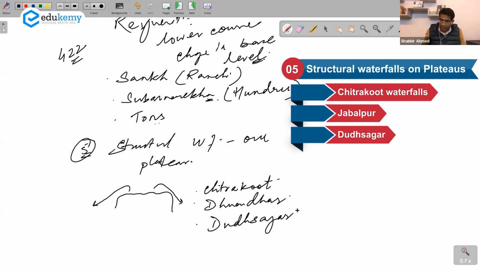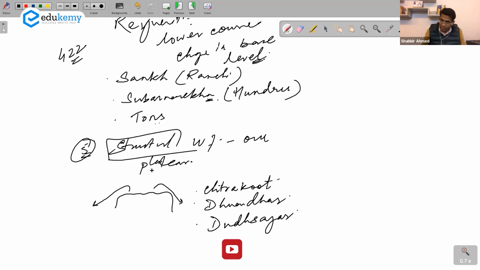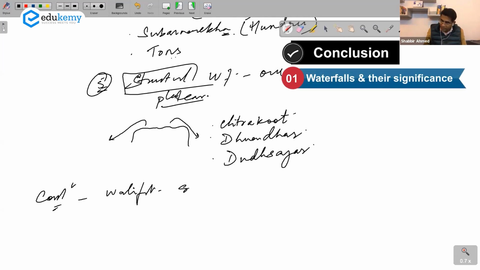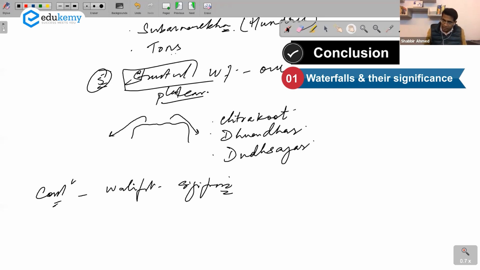Don't elaborate too much. We want you to know these terms so that you can write them. And how do you conclude these answers? Conclude the answers with waterfalls and their significance. At least give 2-3 examples.